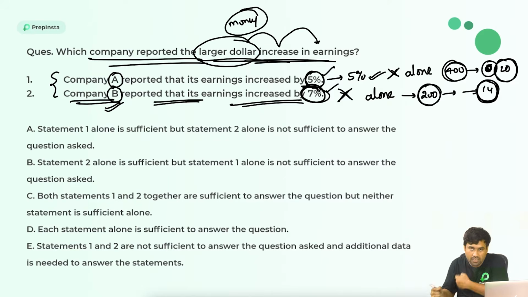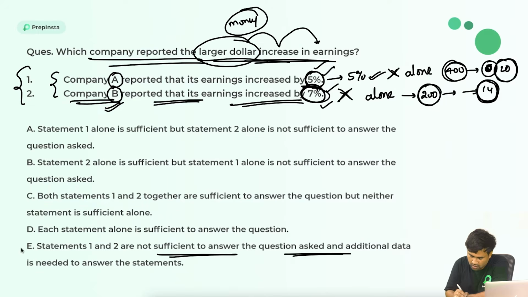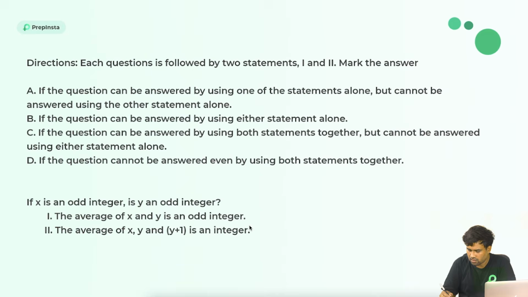So here the major issue is, if the investment amount is not given, you can't compare the percentages directly. So with both the statements together also you can't find anything. So statements 1 and 2 are not sufficient to answer the question asked. So option E is correct.